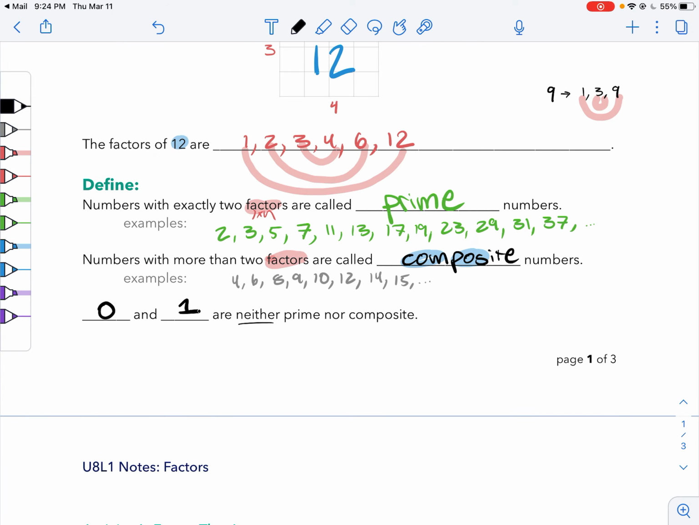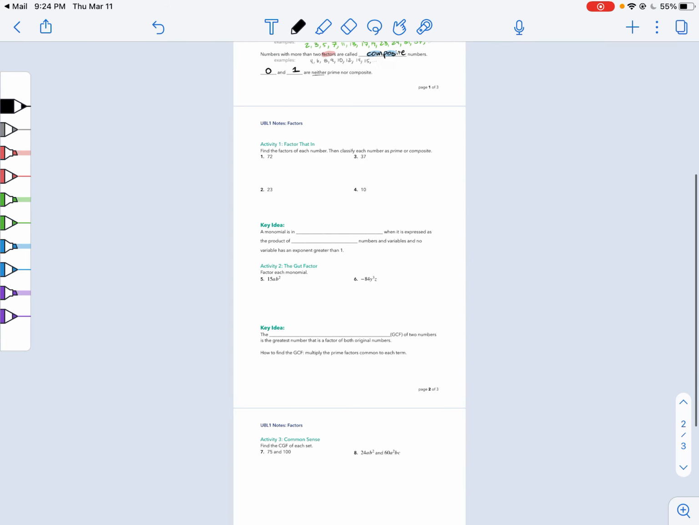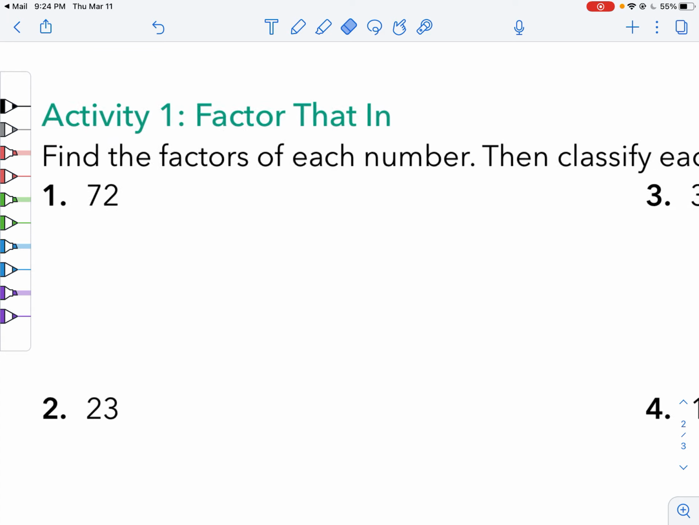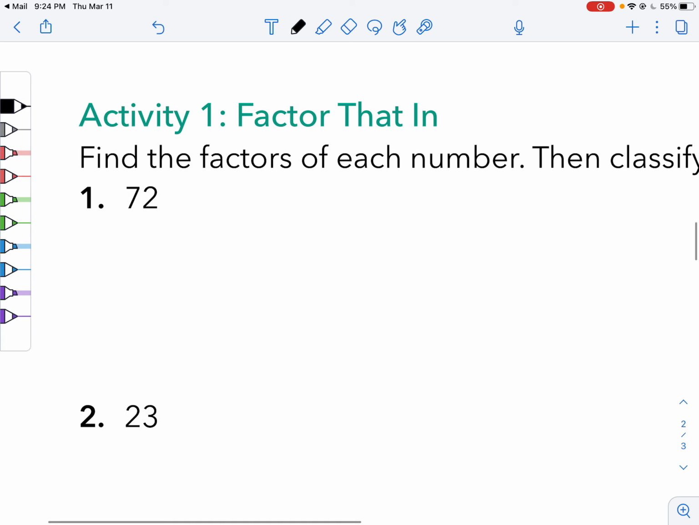Hey, let's jump right in. Now that we have all those definitions out of the way, we need to find all of the factors. Notice we're not prime factorizing them. We're not going to draw factor trees. If it helps you to draw a factor tree, you can. Okay, so let's go through all the numbers.